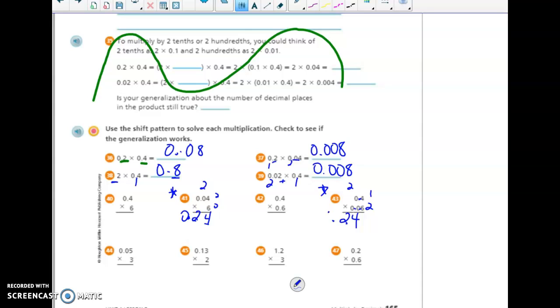If you said add a 0, you're the smartest person in the room right now. There you go. It would be 0.024, and to make it look really good, I should put a 0 out there. So the answer there is 0.024. All right, I want you to try number 42 right here.